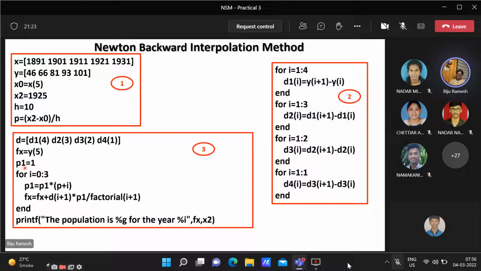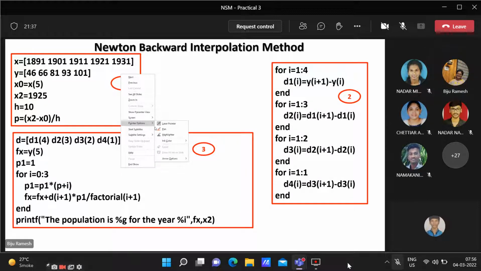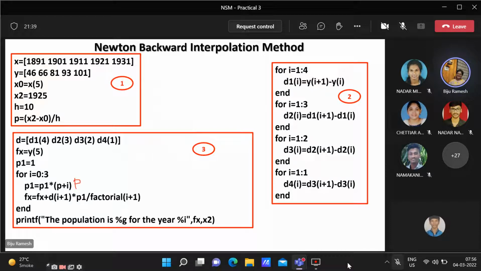So we assign the last value y of 5 to f of x. P1 is the product, so P1 is equal to 1 and I is equal to 0 colon 3. First we calculate the P value. So P1 will be 1 into P plus 0. So you will get P over here, in the first step. Then Fx will be x of 5.